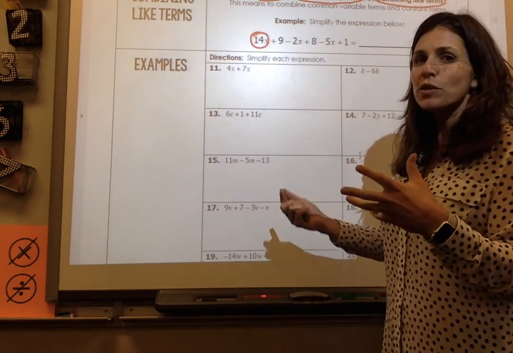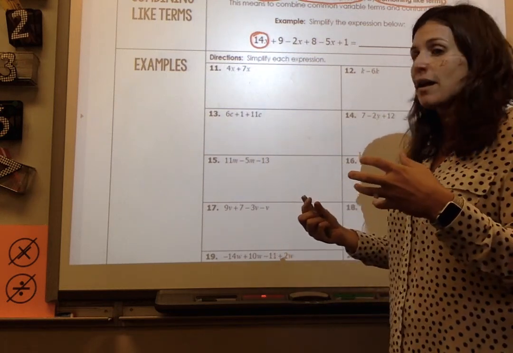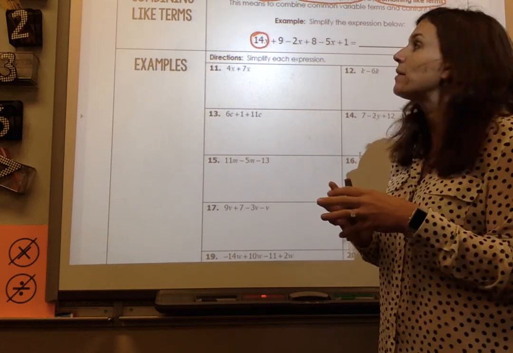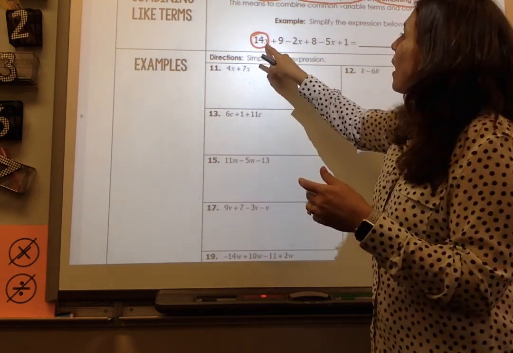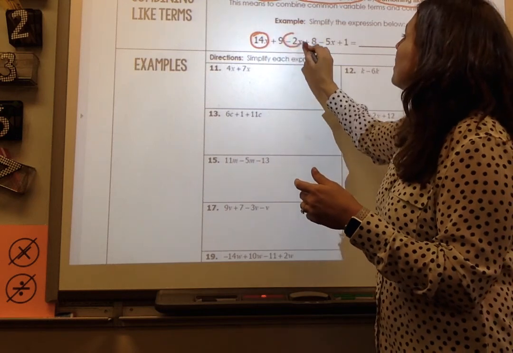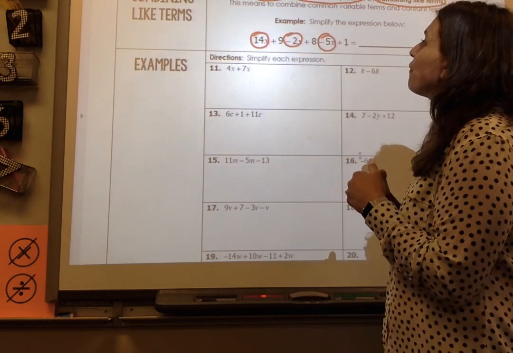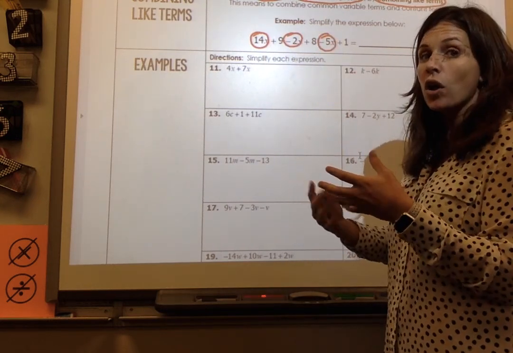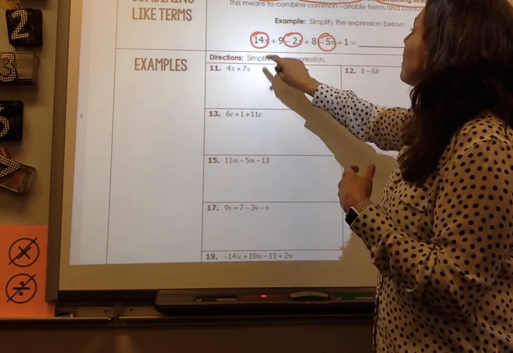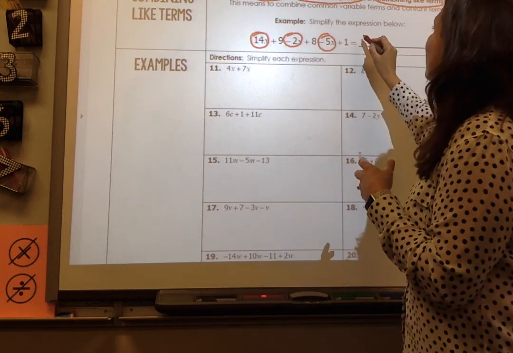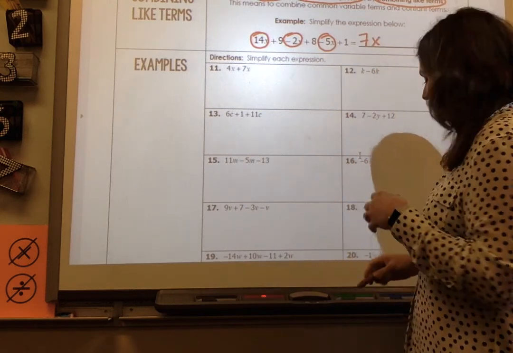So I want you to pretend that 14x is, just give it a value. Let's say that x stands for cups, okay? So I have 14 cups, -2 cups, and -5 cups. So in all, if I am sorting those out, I've got -7x and +14x, which makes it 7x.